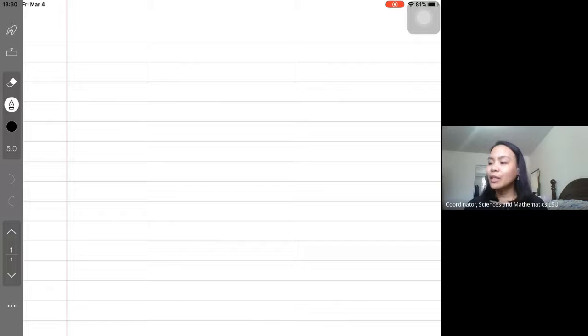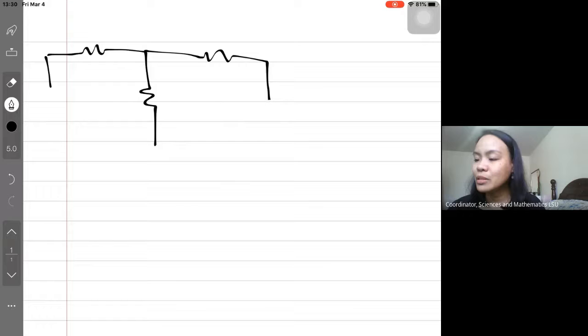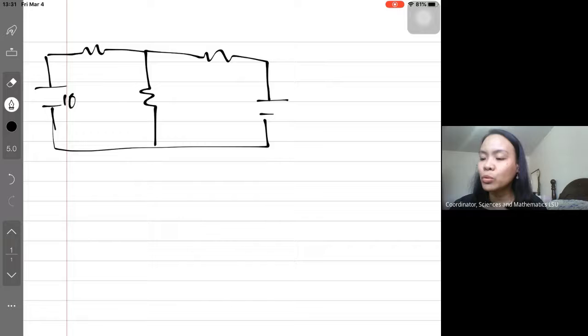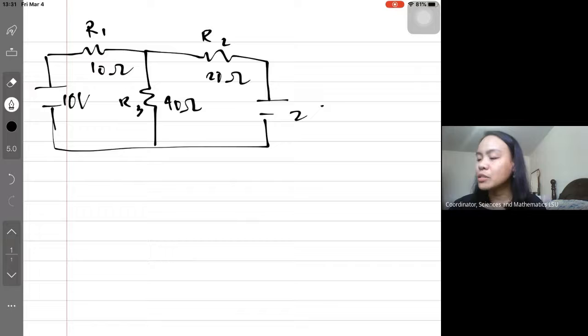Let us draw again our circuit diagram. We have our R1, we have our R3, and R2 is here. The voltage source is here, as well as on the other side. We have 10 volts, and our R1 is 10 ohms. Our R2 is 20 ohms, our R3 is 40 ohms, and the other voltage source is 20 volts.